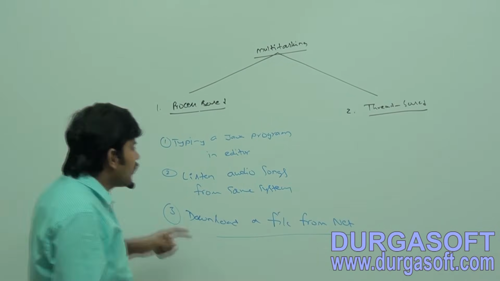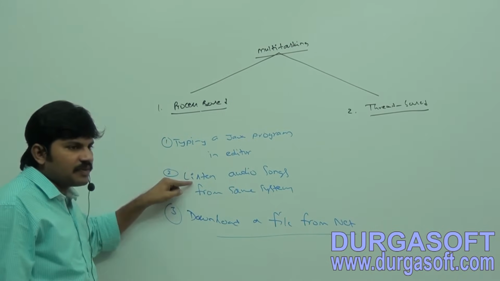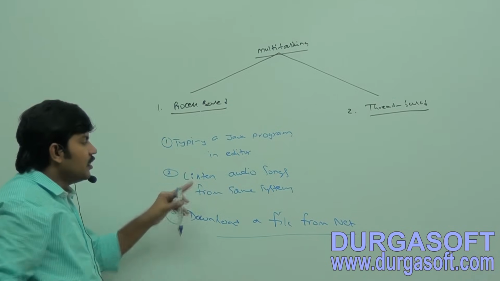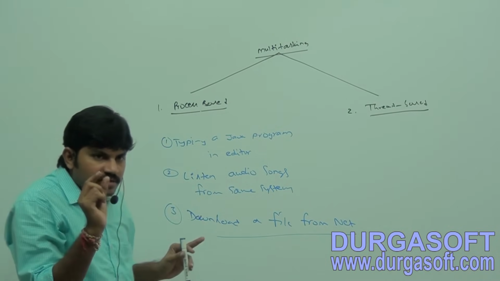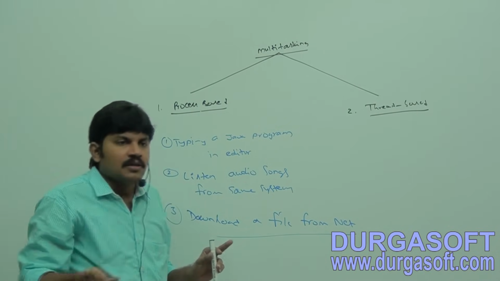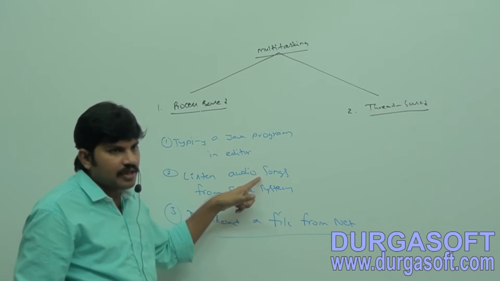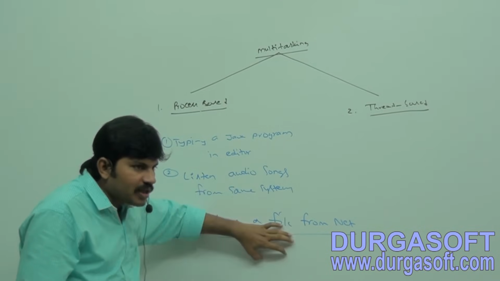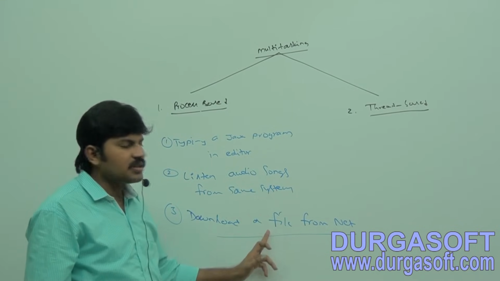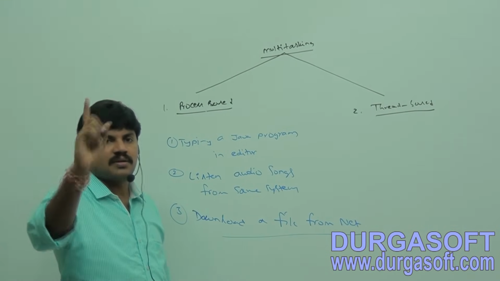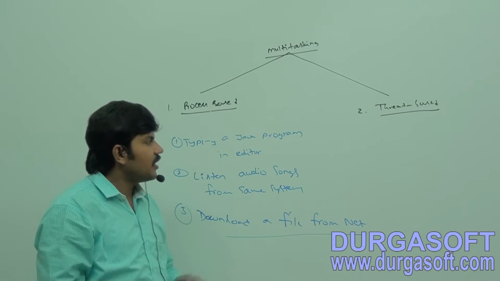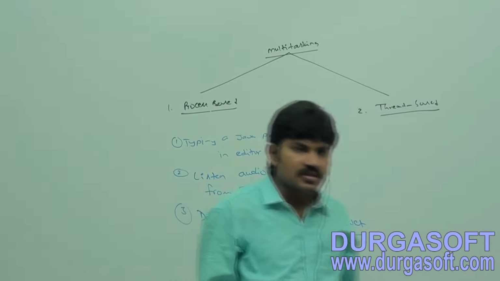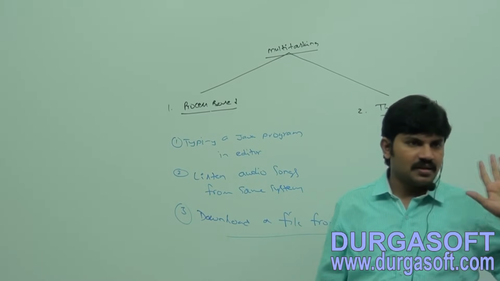Because, is there any dependency between the first one and the second one? Typing a Java program is an editor-related process executing. Listening to audio songs is a player, MP3 player related process executing. There is no dependency between this one and this one. Next, there is no dependency between downloading a file and listening to MP3 audio songs. It is nothing but executing several tasks simultaneously, where each task is a separate independent process. Such a type of multitasking is called process based multitasking. Is it clear for all of you?